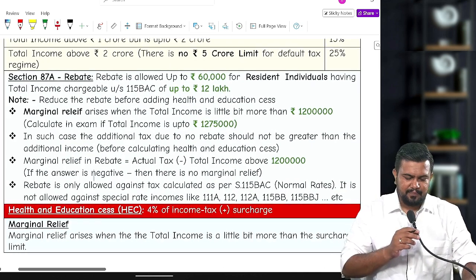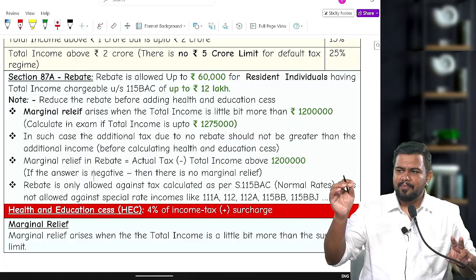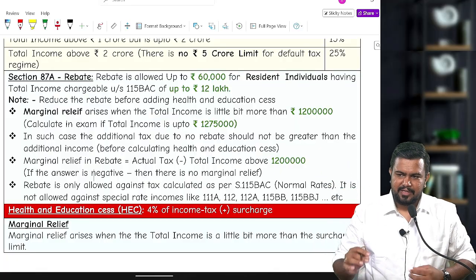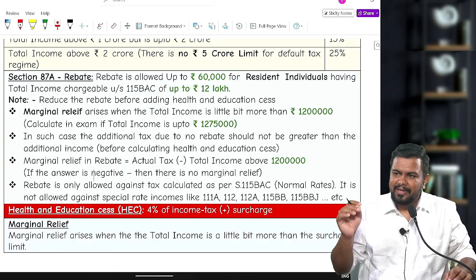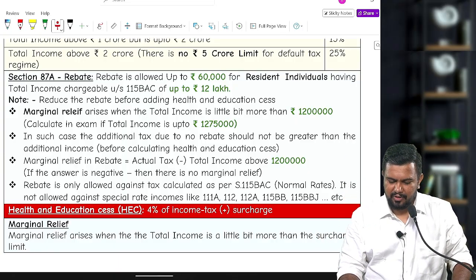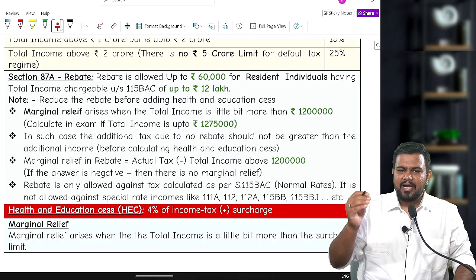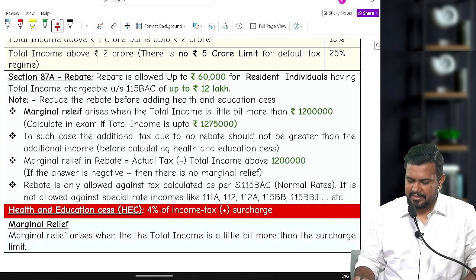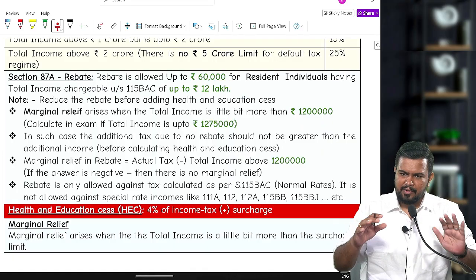So in old regime, what are the three conditions? Resident, individual, total income up to 5 lakhs. In new regime it is resident, individual, total income chargeable to tax under 115BAC up to 12 lakhs. So it is not total income up to 12 lakhs, it is total income chargeable to tax under 115BAC up to 12 lakhs. See, there is still confusion among people.